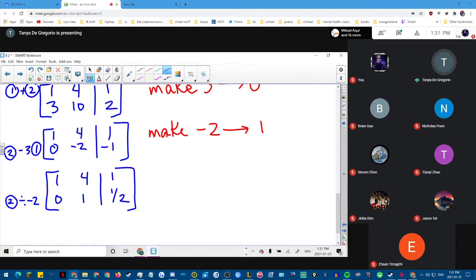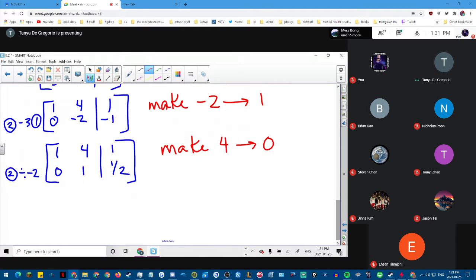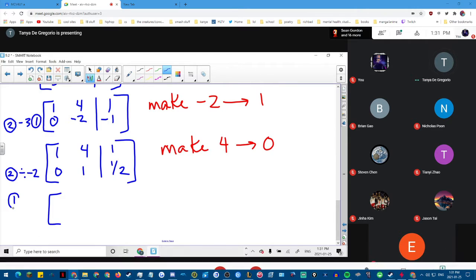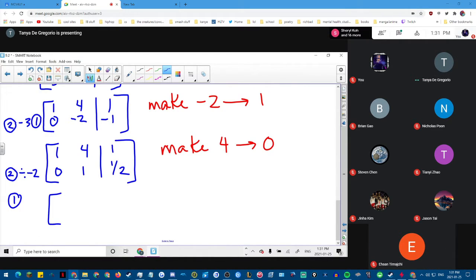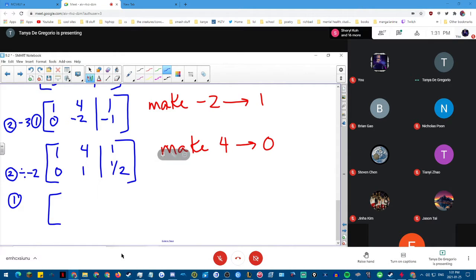Okay. And now, Brian, now we're going to make that 4 a 0. Okay. What should I do next? And it's okay that I have a fraction in my answer. It just means that my coordinate is a fraction, right? That's okay. So to make that 4 a 0, what am I going to do to row 1? No one knows?